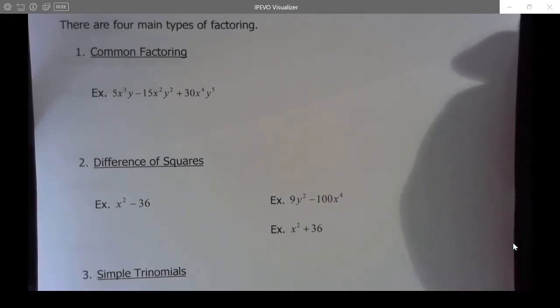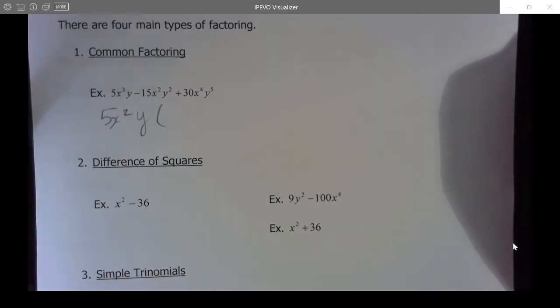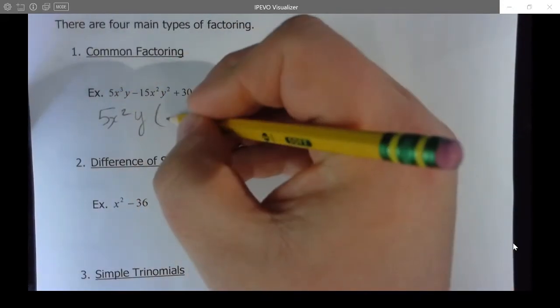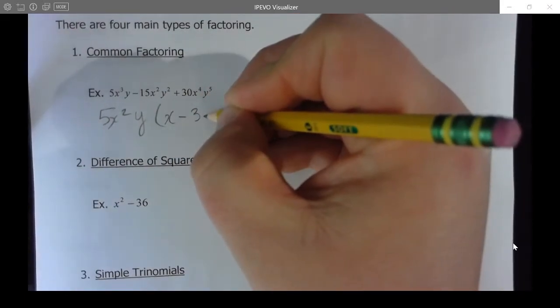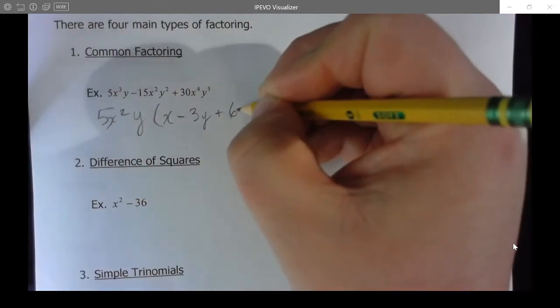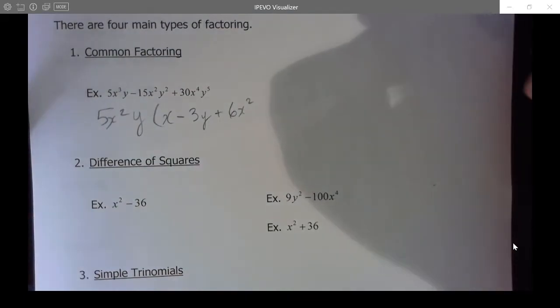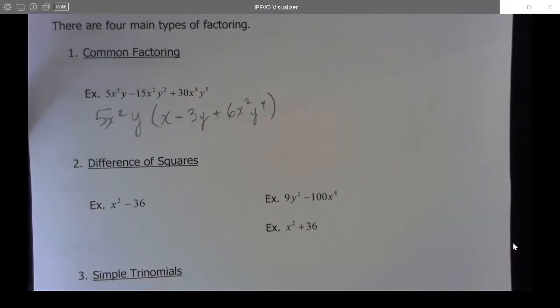All right, go. How'd you do? Hopefully you realize that with this kind of factoring, all you're doing is looking for the greatest common factor, and in this case it is 5x squared and 1y. So that's the greatest common factor. When I factor that out of the first one, I will get an x. When I factor it out of the second term, I'm going to get a minus 3y, and when I factor it out of the third term, I'm going to get a plus 6x squared y. Is that a 5? I can't see that far. Yep. So y to the 4. And there we go. So that's greatest common factor factoring.